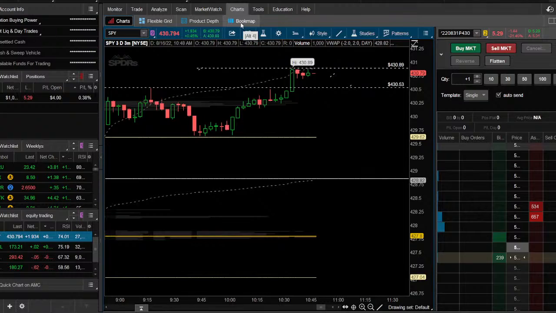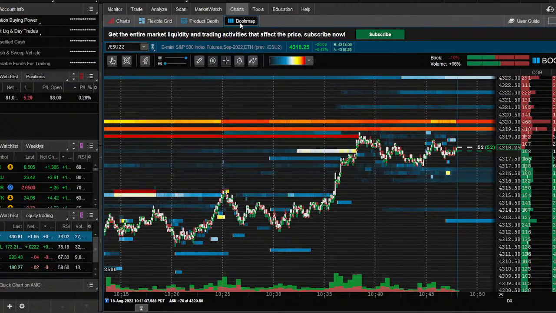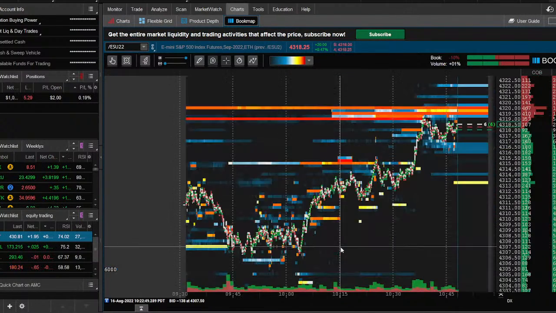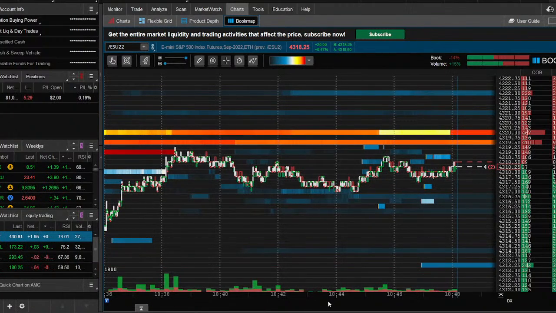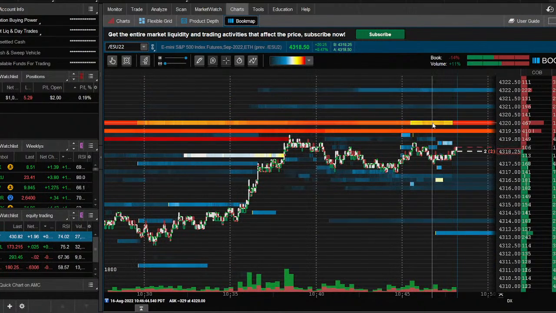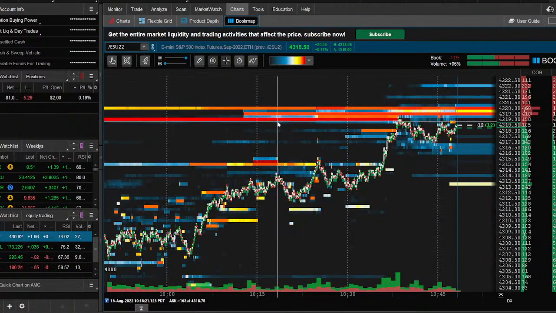We'll see what happens with the SPY. There's still liquidity up there. 43.20, there's still out there.